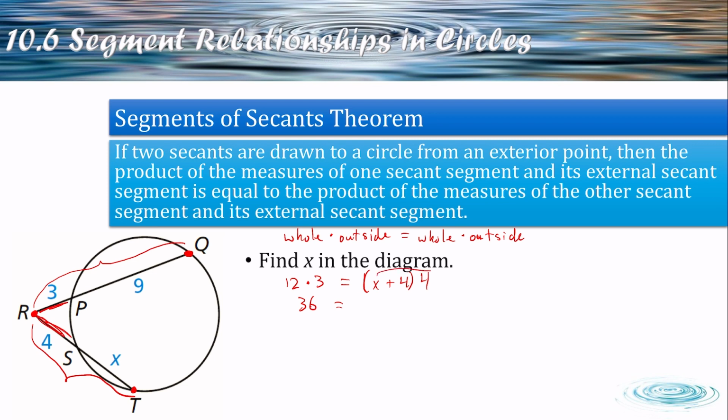We can distribute, that would be 4x and 16. Subtract the 16 and divide by 4, so you'll get 5 equals x. So it's the whole length from where it intersects to the other side of the circle times the part outside the circle.